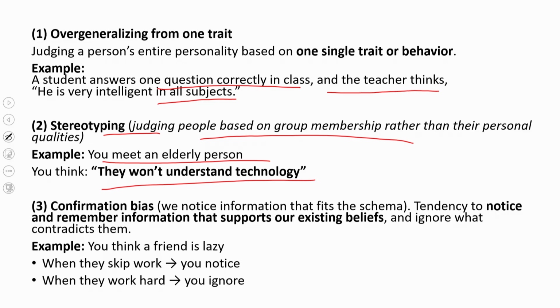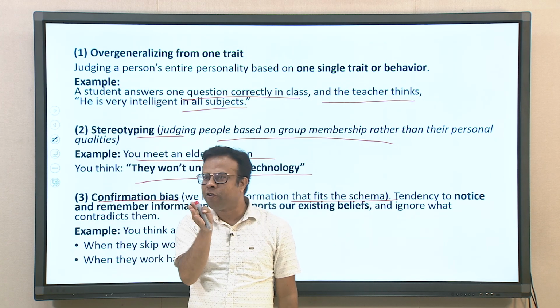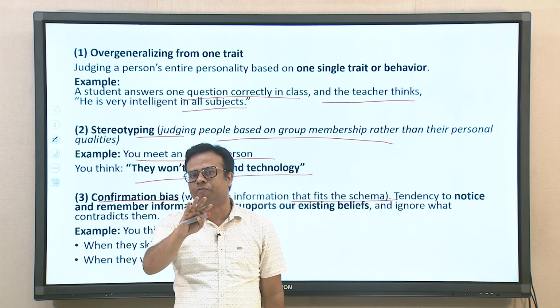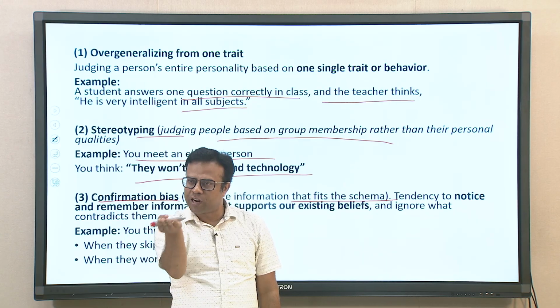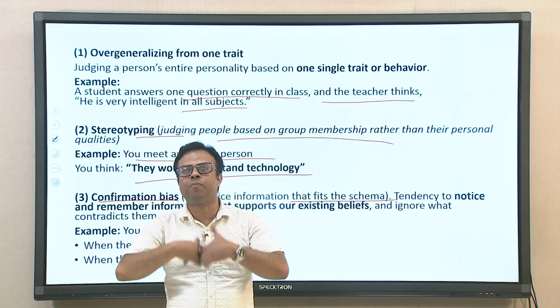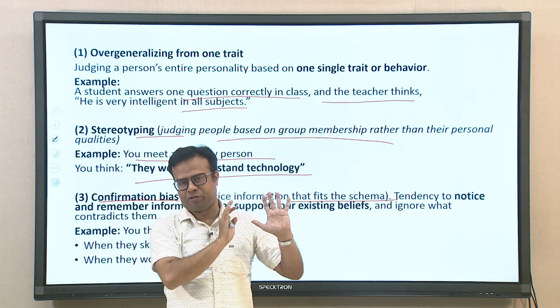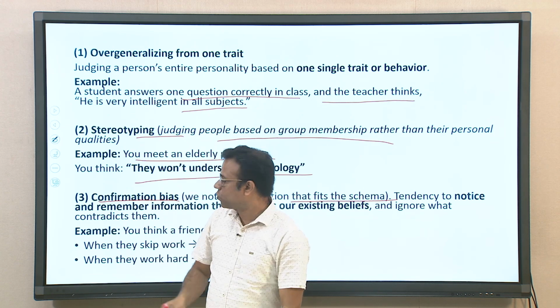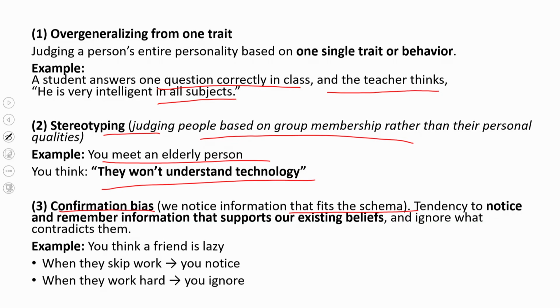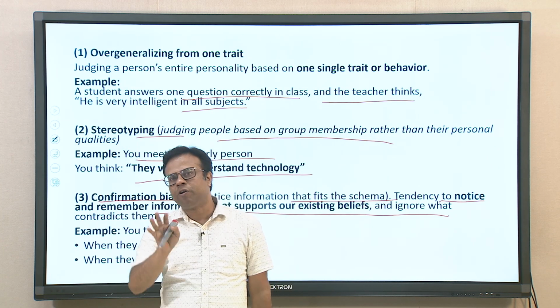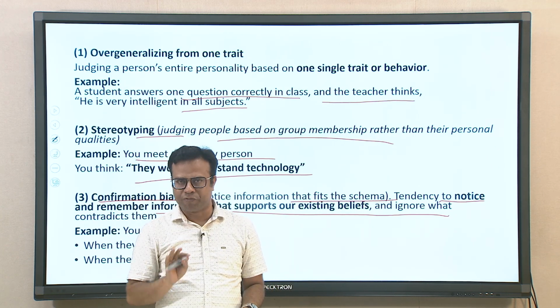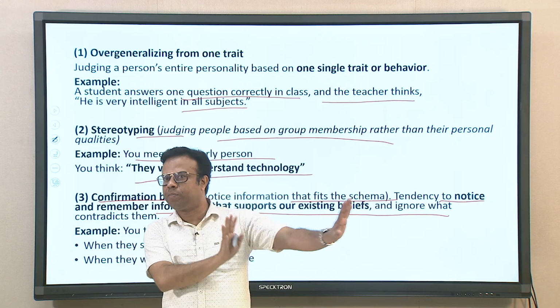The third error that happens is confirmation bias. We notice information that fits the schema. We assume something and we only see if that is present or not. We do not even notice other things which are counter to that. We always try to confirm whatever biases we have and notice only that information, and we neglect other information. That is a problematic part, and it is called confirmation bias. It is the tendency to notice and remember information that supports our existing beliefs and ignore what contradicts them. Whatever we believe, we only see the information that supports it, and if something contradicts our beliefs, we simply ignore it.